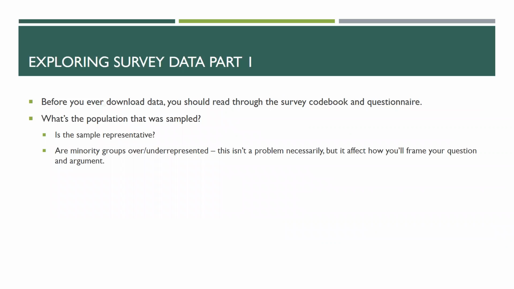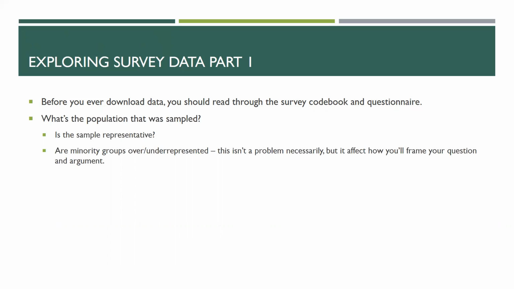If you go back and review the video after class, you'll see in the slides I say, before you ever download any data, always read through the code book and the questionnaire. You want to know what population was sampled. We'll see more what this means here in a few weeks, but to make the most valid causal inferences to a general population, we need to make sure that our sample is representative of that population.